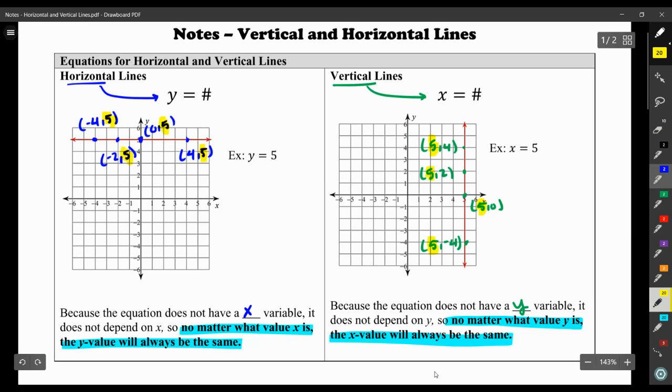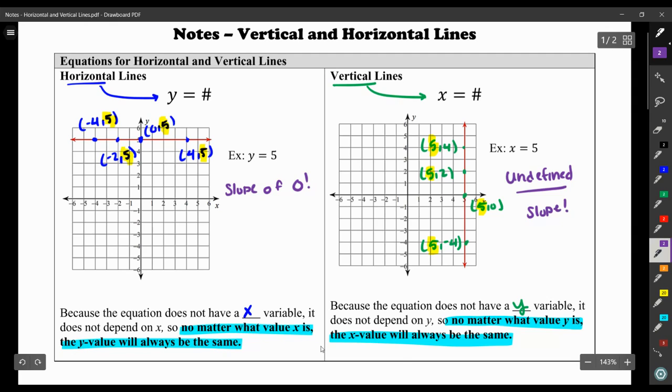So horizontal lines are y equals, and these have a slope of 0. Horizontal lines have slopes of 0. Vertical lines, the x equals, have undefined slopes.